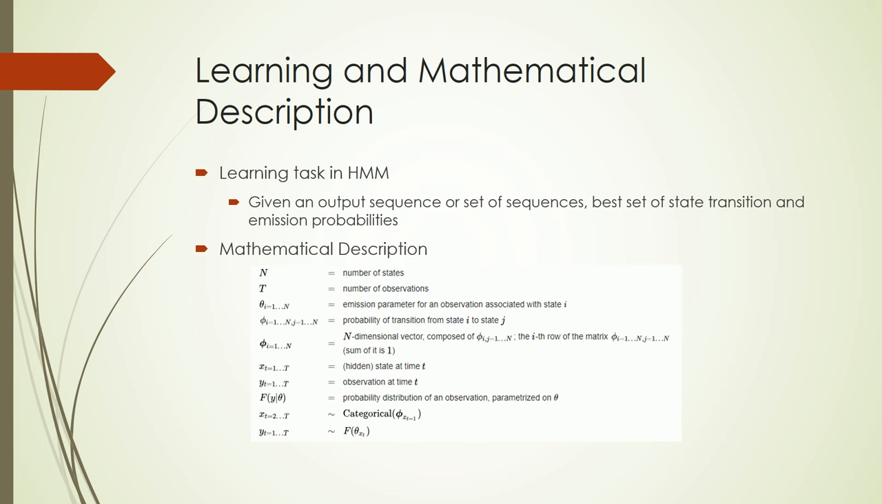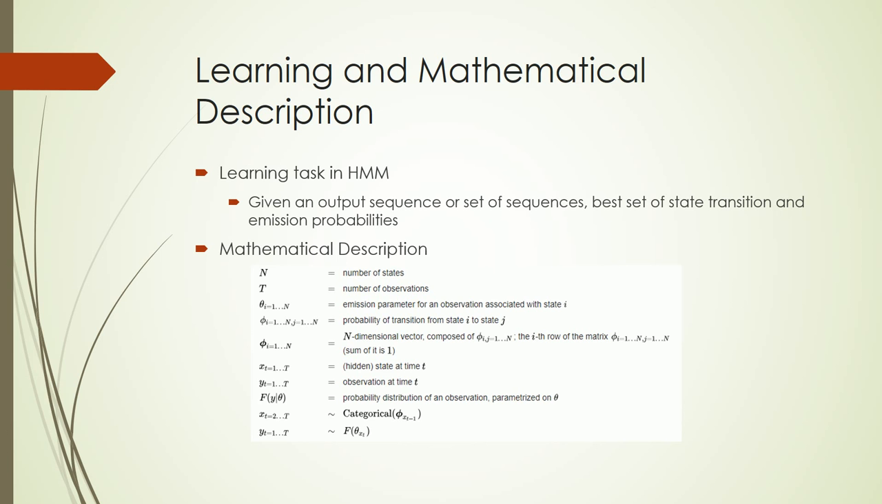Now the mathematical description. A basic hidden Markov model can be described as follows. These are the terms which are typically used in the hidden Markov model. N is the number of states, T is the number of observations, theta_i for i = 1 to N is the emission parameter for an observation associated with state i, and phi_ij for j = 1 to N is the probability of transition from state i to j. Phi_i for i = 1 to N is the N-dimensional vector composed of phi_ij, which is the ith row of the matrix.